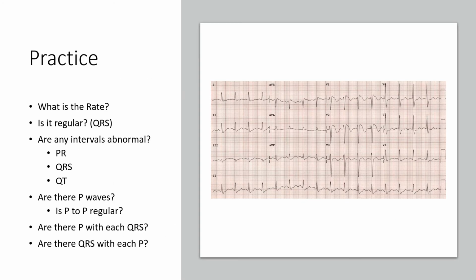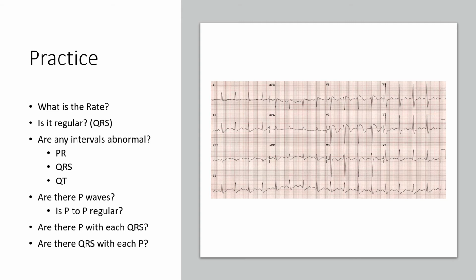Now that we understand what can cause these strange morphologies or prolongation of our intervals, let's try to objectively identify abnormalities and reason out what could be causing them. Here's an ECG. Pause the video here and walk through the steps we normally would. When you're done, we'll go through the answers.